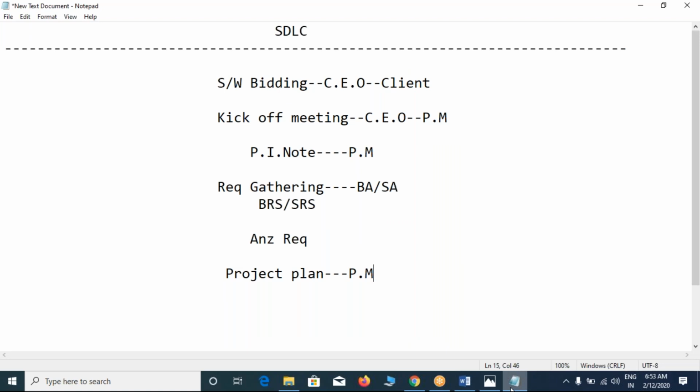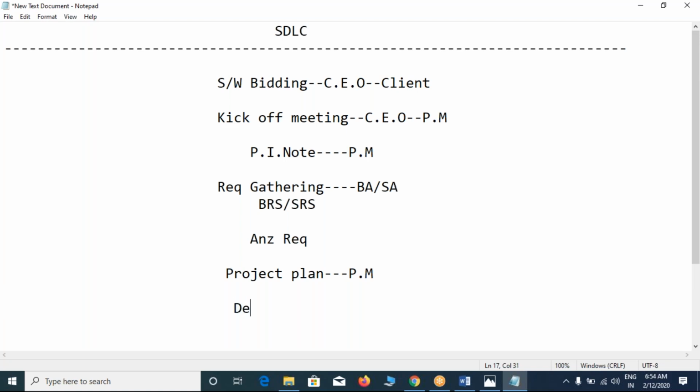So without requirements, a plan is not possible. Based on the requirements, in order to complete the project, for all implementation activities, the plan will be prepared by the project manager.